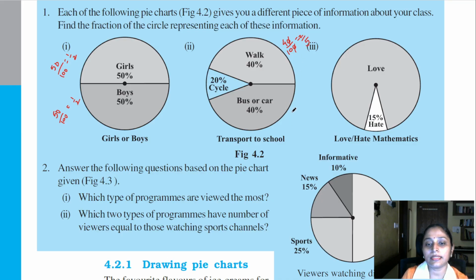Bus or car is again 40%. So here also I have 2/5. And then 20% are going by cycle. So what is 20%? 20 by 100, which is nothing but 1/5. So now you can see that when you add 2 by 5, 2 by 5 and 1 by 5, you will get the whole, which is 1, right? So this is about converting the percentage into fraction.